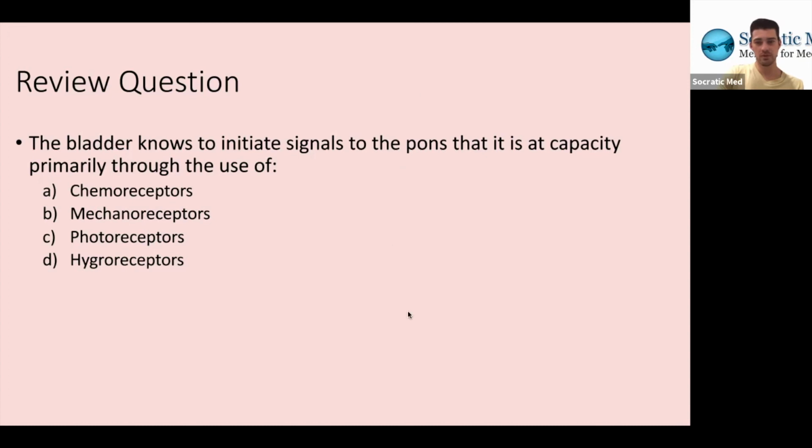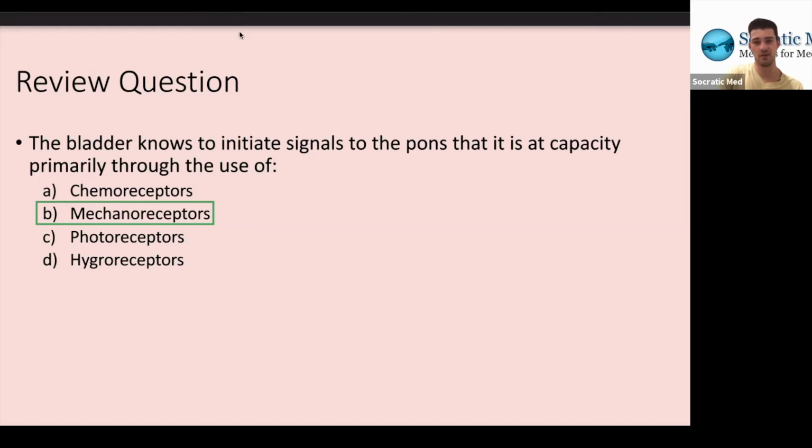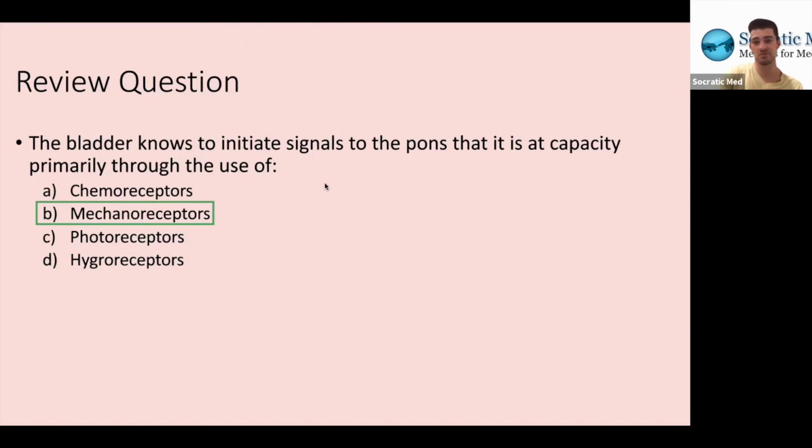All right, so I'm going to end the poll. Nice. Okay, so 22% of you said A, 67% said B, 11% said C. So the correct answer is B, mechanoreceptors. So we can go through the different receptors. Really, the only way you're going to get this question right is if you have knowledge about the different types of receptors and where they're found.